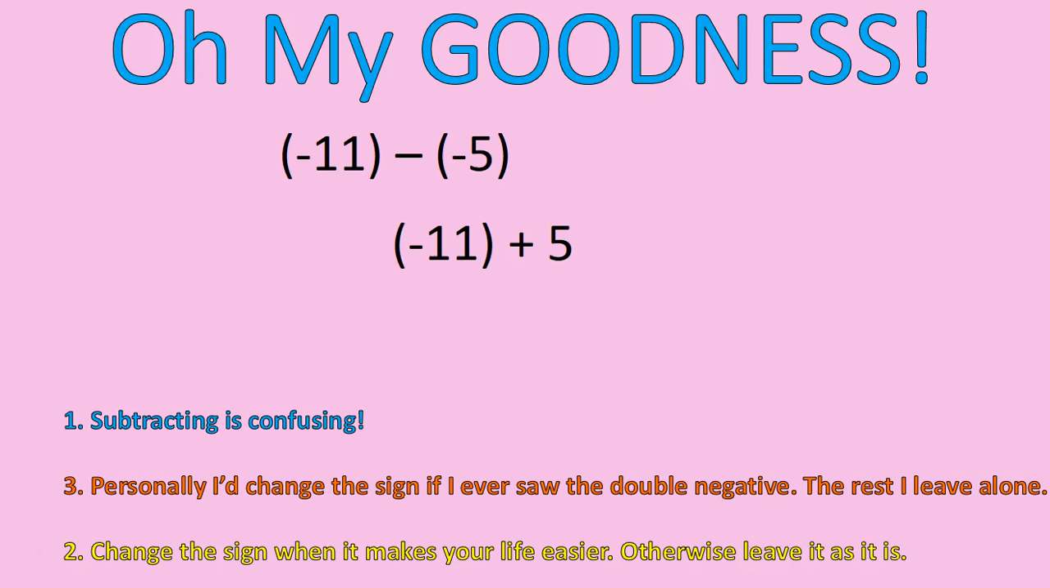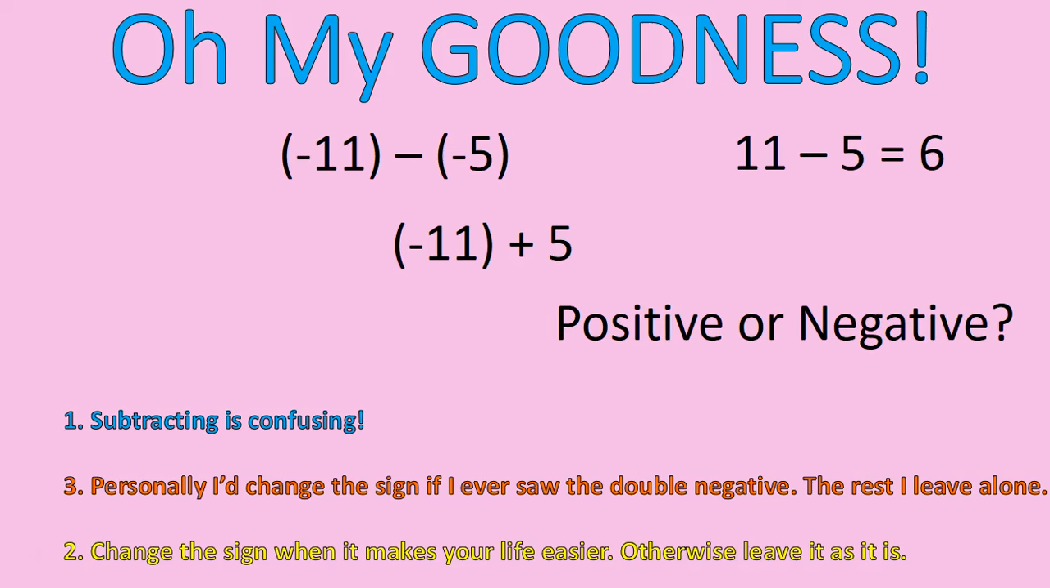So I have negative 11 plus 5. Now it's an addition question and I have to remember the addition rules I did before. When I'm adding numbers and the sign is different, I find the difference. 11 minus 5 equals 6. Then I ask myself, is my final answer going to be positive or negative? Which are there more of? There's 11 negatives and only 5 positives. My final answer is going to be negative.